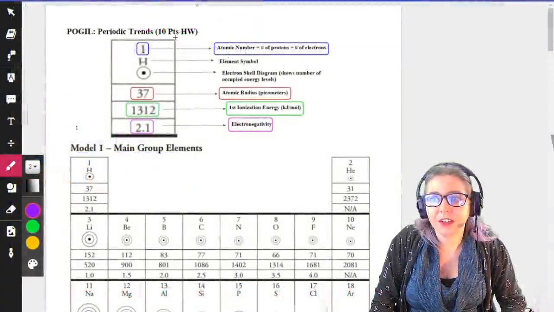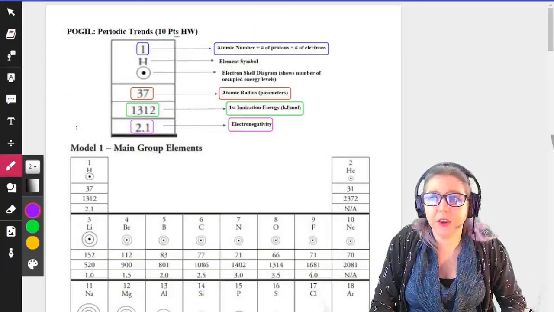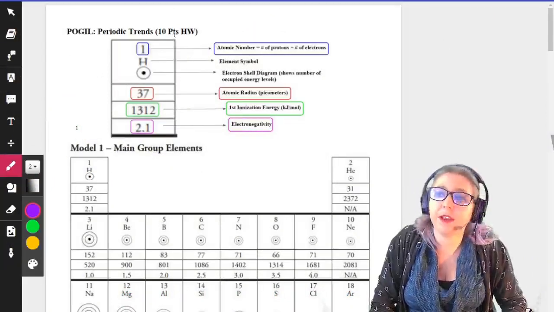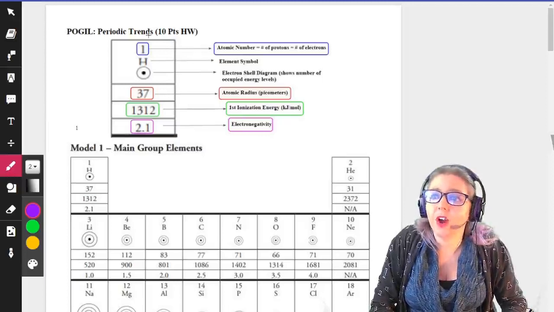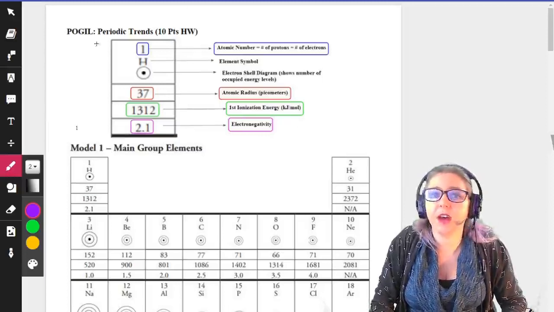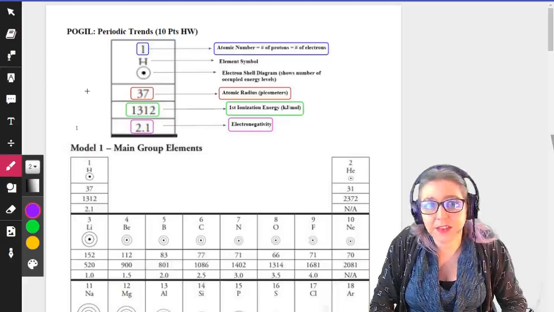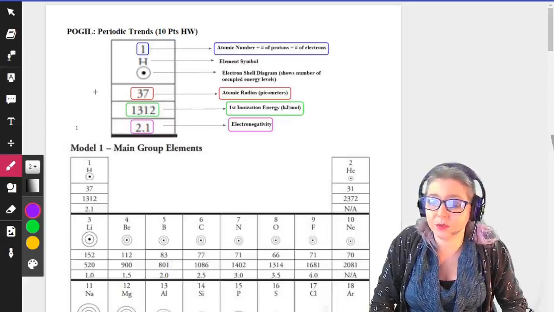So if you're starting to work on your POGIL on your own, I just want to point out a few things that we pointed out in class. So here, all of page 1 is model 1. It's all examples and data for you to answer the other questions with.